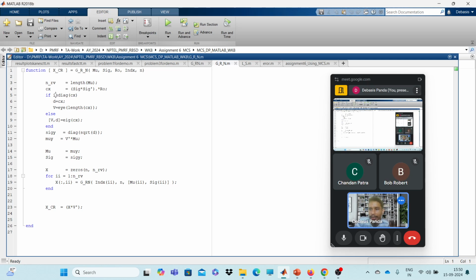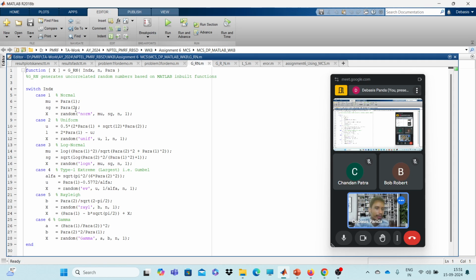Look, first what will it check? It will check the covariance matrix, whatever you have provided as input. Is it diagonal? Diagonal means there is no correlation, right? Now, if not diagonal, it will do the eigenanalysis. After eigenanalysis, it will give the uncorrelated random variables, right? The first step, correlated to uncorrelated. Clear, Bob? First step is done. Now, using those uncorrelated random variables, we need to generate random numbers. This grn function will give you the random numbers based on the uncorrelated parameters of the random variables. Like if I provide the index equal to 1, that means it will take case 1, the normal distribution. That means it will generate normal random numbers using mu, sigma, and n, how many numbers I need. So that should be my input.